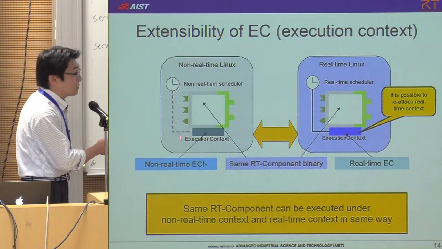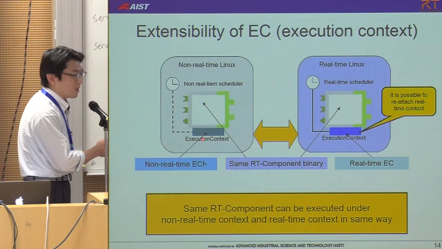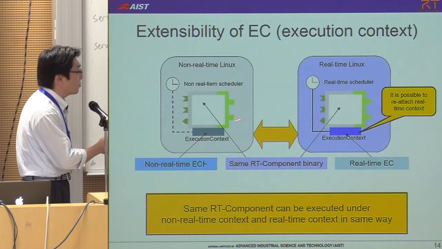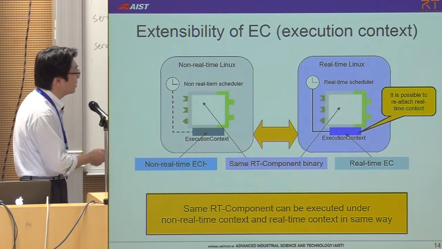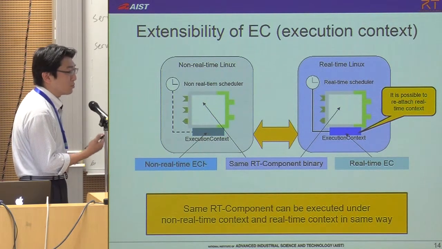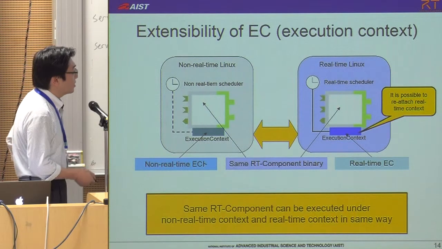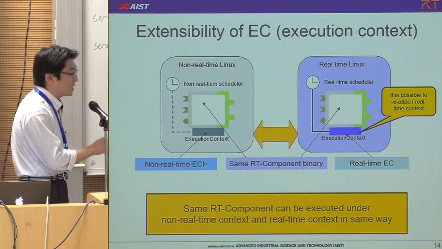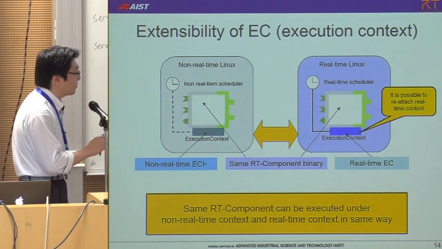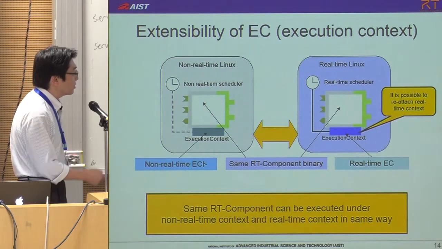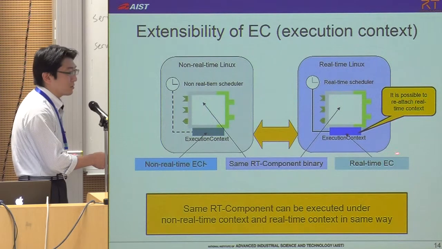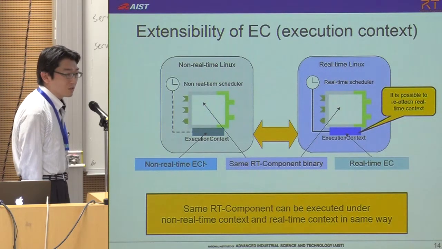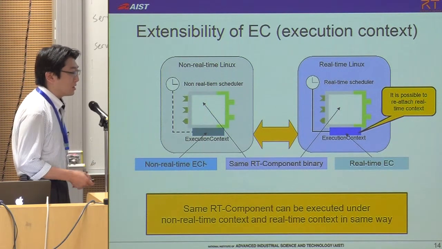The component body and the execution context, how can I say, the execution context is a kind of thread object that just invokes the logic in the component. These two parts are completely modular, and the combination of component body and execution context is very free, and can be changed dynamically at runtime. So you can just put a real-time execution context on your RTC if you want your logic to be executed in real time.